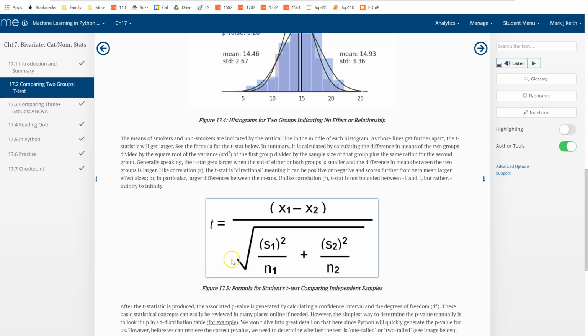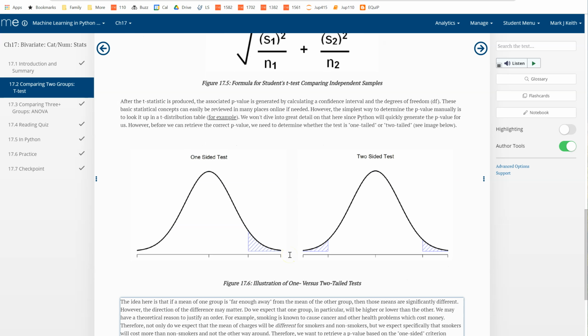We add that up, and we take the square root of that to get it back in the original standard deviation scale. That kind of cancels out these squared terms here. So it's the difference between means divided by the variance of both groups.